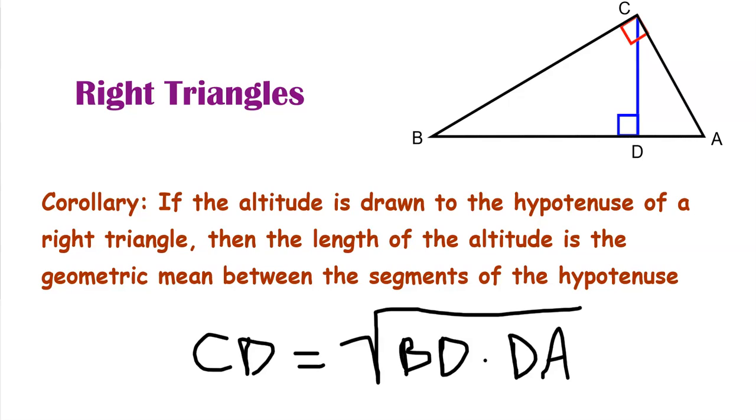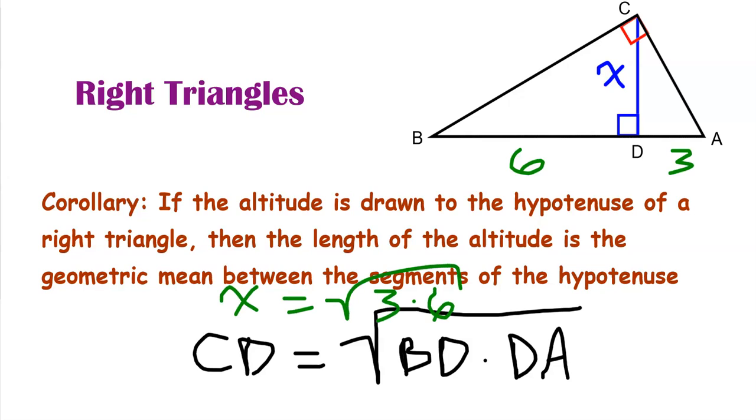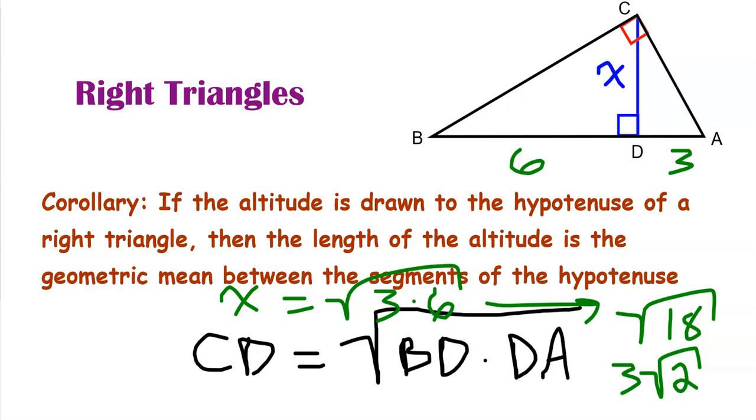So what this means is that if we wanted to find the length of CD, let's call it X, and we knew that DA was 3 and BD was 6, then CD or X would be equal to the square root of 3 times 6, or the square root of 18, which is 3 square root of 2. That really is it. We just plug in the lengths that we know. This also gives us a way to calculate either BD or DA if we know the length of the altitude and we know the length of one of those two segments of the hypotenuse, but not the other, simply by plugging it into the formulas and solving for our unknown value.